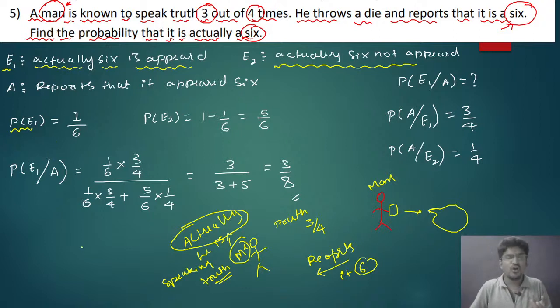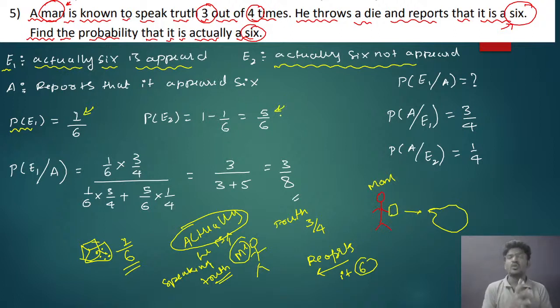Because on the dice you are going to have faces. Out of these 6 faces, on one face there will be a 6. So the favorable case is 1 and the total number of faces is 6. So 1 by 6 will be P of E1. Next, the other faces are 5. That means 6 not appeared, which I have to calculate. The other faces are 5 where there is no 6. Favorable cases will be 5 and total number of cases will be 6. That is 6 not appeared.